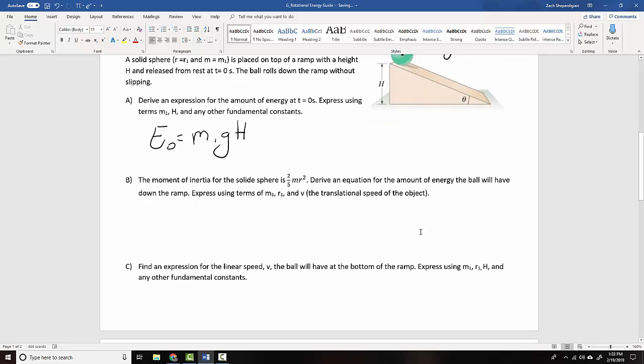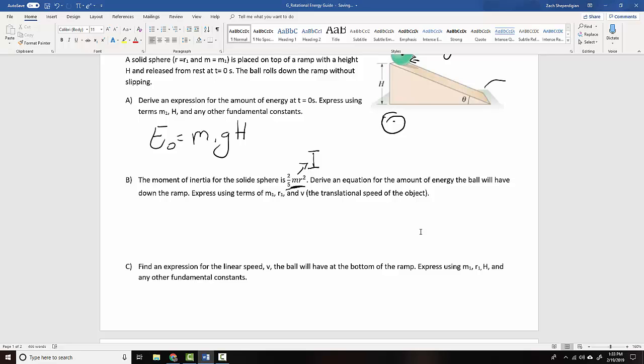Okay, so the second part, the moment of inertia for the solid sphere is 2/5 mr squared. This is the moment of inertia for this solid sphere. This is only for solid spheres. You don't need to memorize this, but it's the idea that it does change depending on what type of object you have. Derive an equation for the amount of energy the ball will have down the ramp, expressed using terms of m1, r1, and v1.